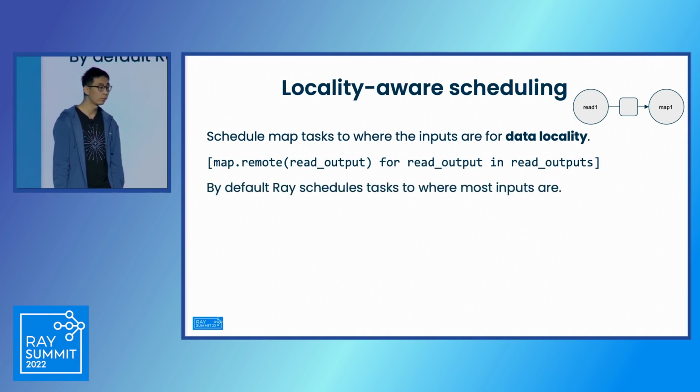Unlike the spread scheduling, you don't need to explicitly specify a locality-aware scheduling strategy when submitting tasks. Ray will automatically do that based on the location information of its input objects. So by default, Ray schedules tasks to where most inputs are.